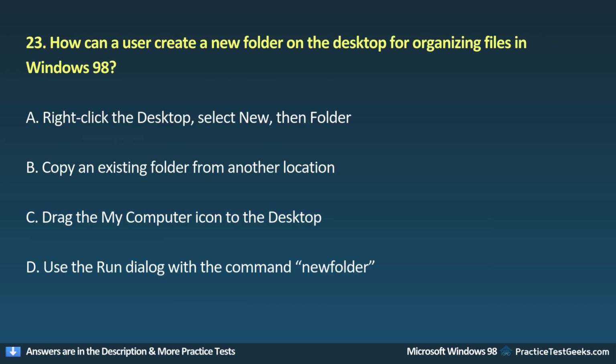23. How can a user create a new folder on the desktop for organizing files in Windows 98? A. Right-click the desktop, select New, then Folder. B. Copy an existing folder from another location. C. Drag the My Computer icon to the desktop. D. Use the Run dialog with the command New Folder.